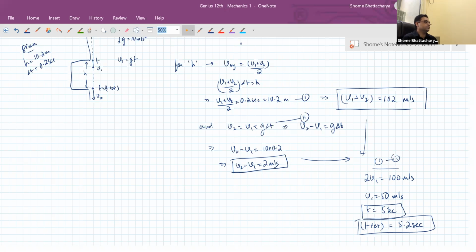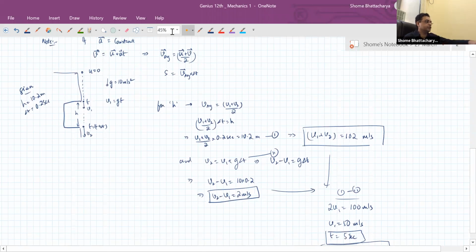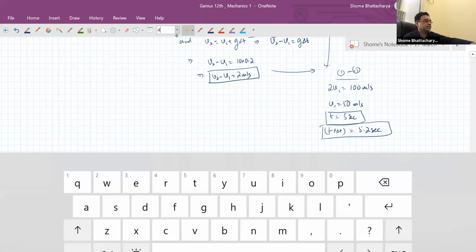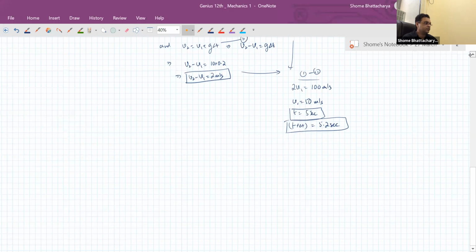So if you get used to this method of using average velocity, it can sometimes be very convenient to solve. Otherwise, you can use the standard equations also. There's no problem with that. But this can be a very convenient way of solving problems, especially when g is given to you as 10. So it's very easy to calculate.